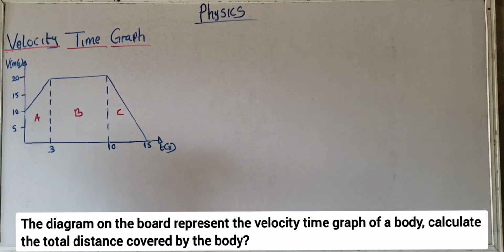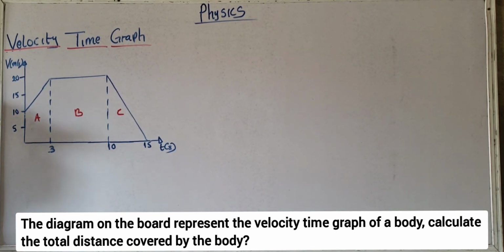Let's consider these questions on velocity time graph. The diagram on the board represents a velocity time graph of a body. Determine the distance covered by the body. Okay? We are asked to find the total distance traveled by this body.